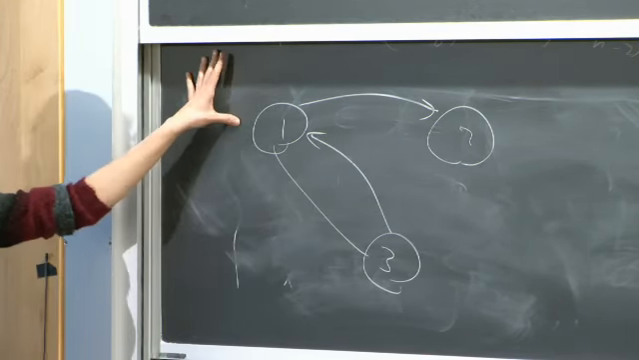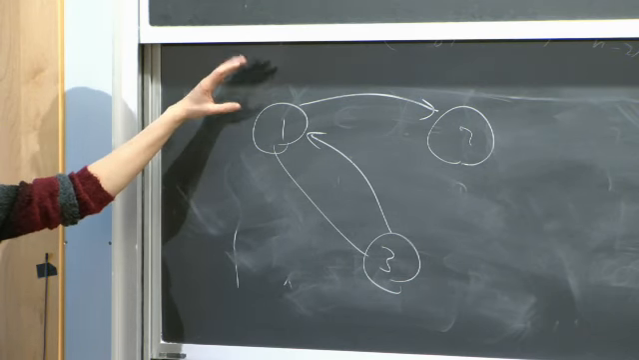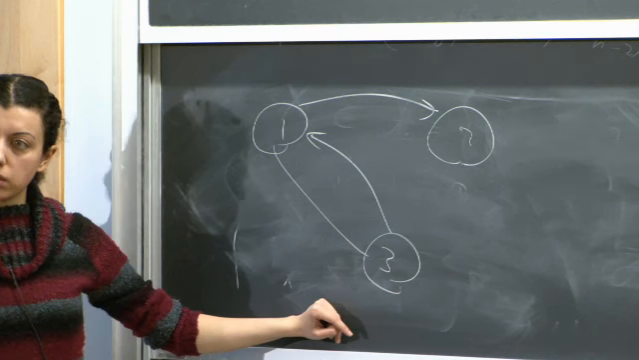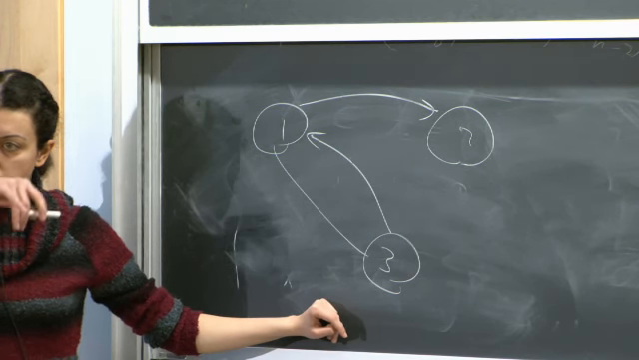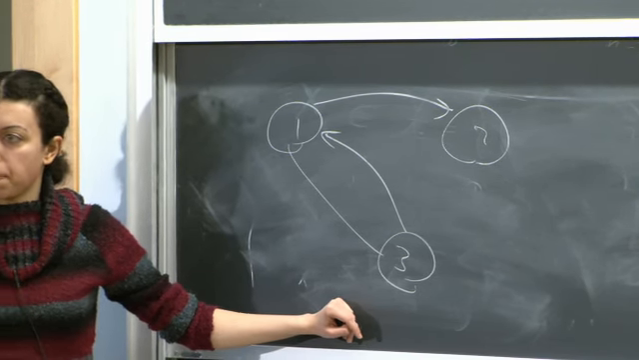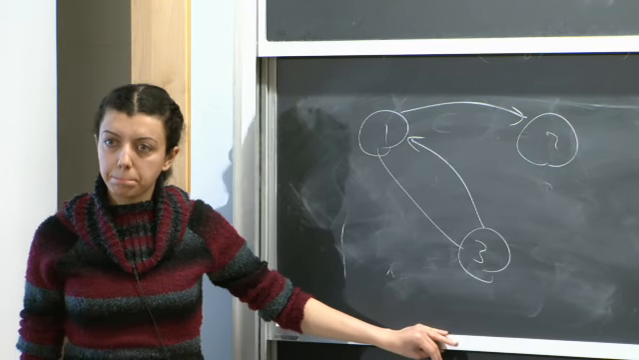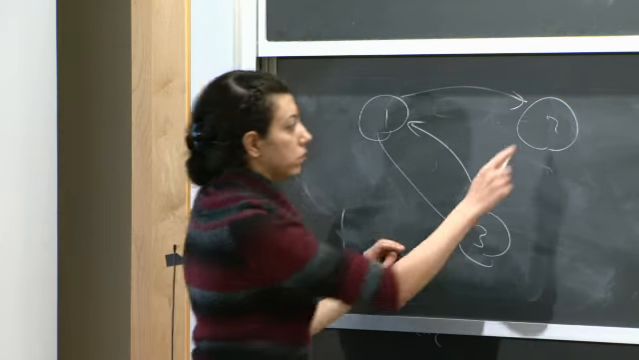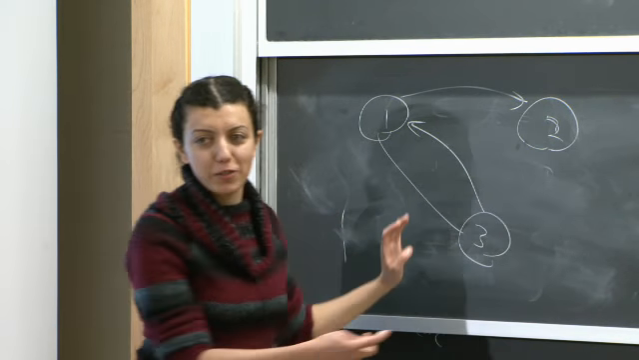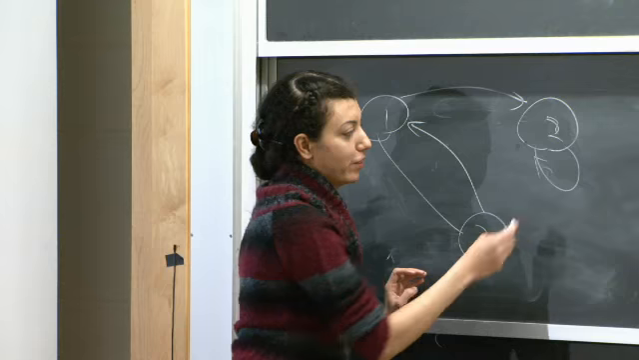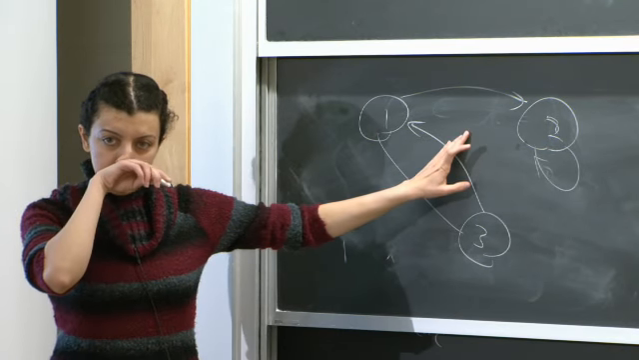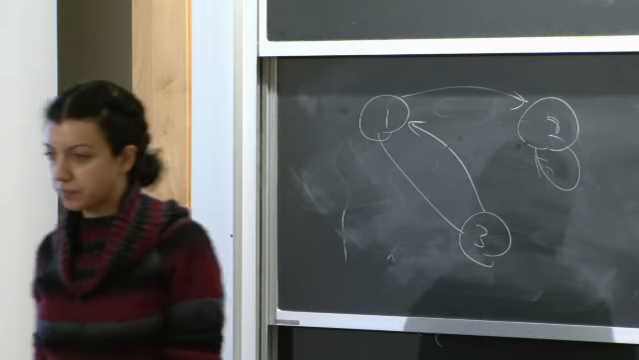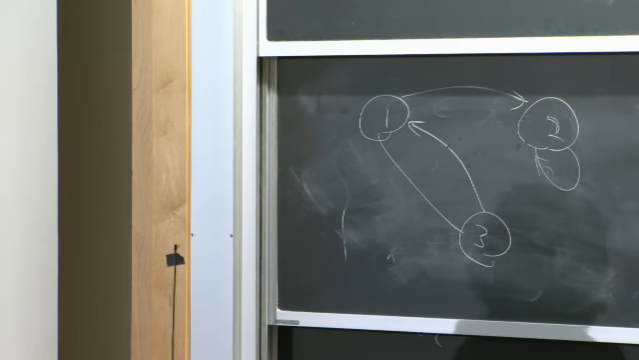State 1 is transient. And state 3, is it recurrent or transient? Some idea? Transient? What about state 2? It's wrong, because there should be something going out of it. So now here it's recurrent. Good?